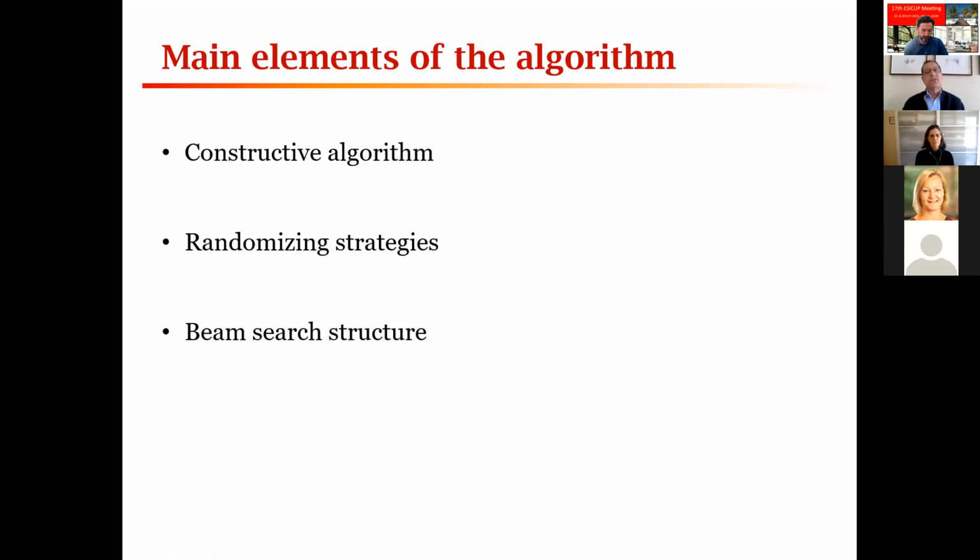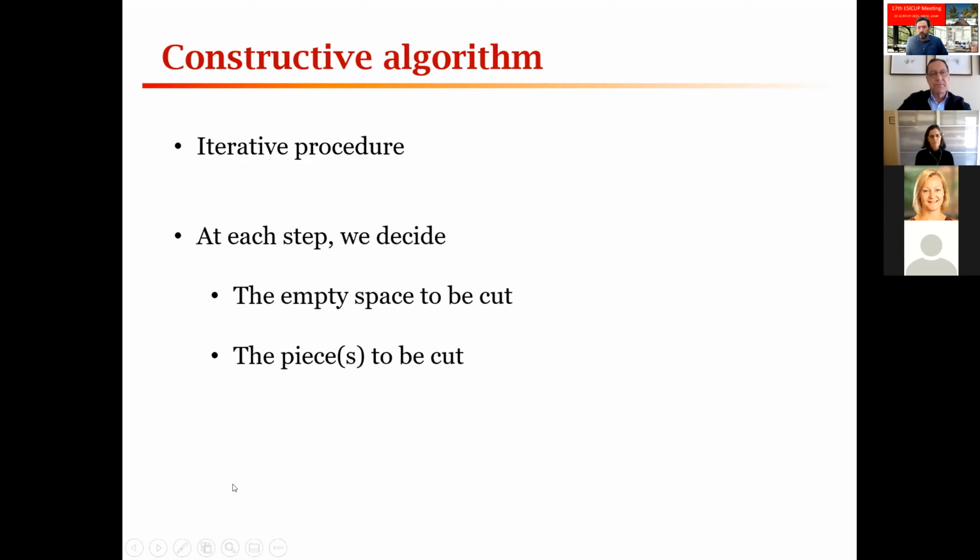The main elements of our algorithm are a constructive algorithm, some randomizing strategies, and the beam search structure. The constructive algorithm is an iterative procedure in which we add pieces to be cut. So at each step, we had to decide the empty space in the bin to be cut and the piece or pieces to be cut in this empty space. The first decision is very simple. We use a bottom left strategy, basically following the three-stage cutting process.